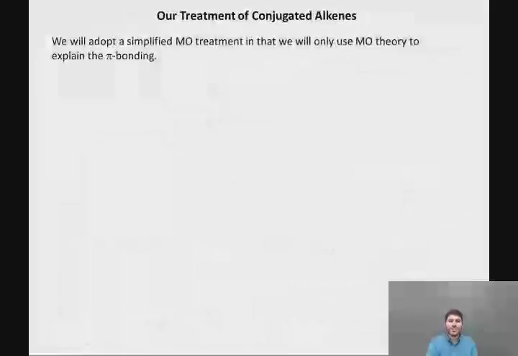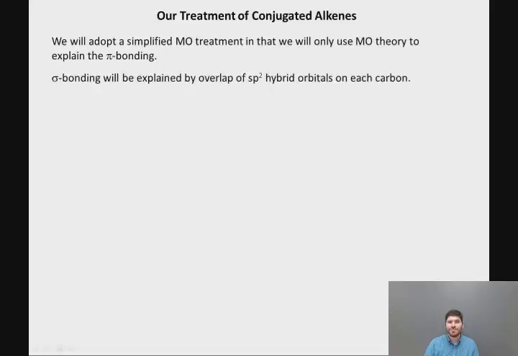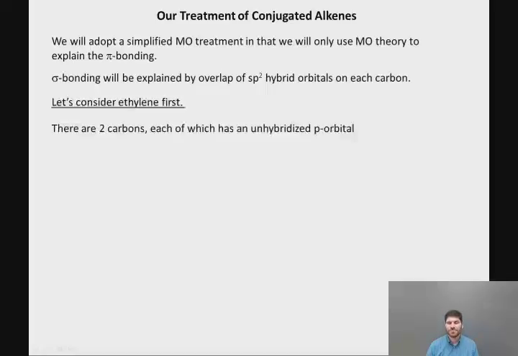Okay, so as I alluded to, we will adopt a simplified MO treatment for conjugated alkenes in that we will only use MO theory to explain the pi bonding. The sigma bonding will be explained by the overlap of sp2 hybrid orbitals on each carbon using the traditional approach of valence bond theory that we've used all along. So before I get to a conjugated alkene, I want to actually start with the simpler case of ethylene.